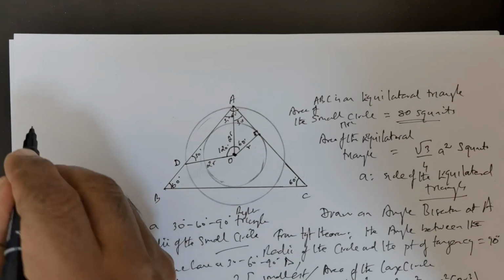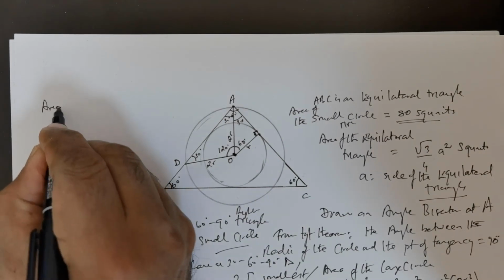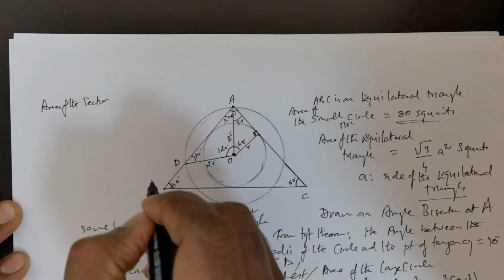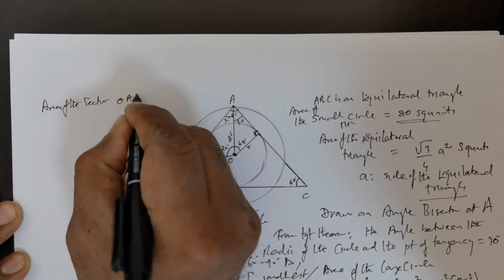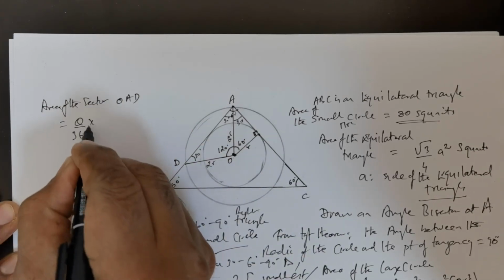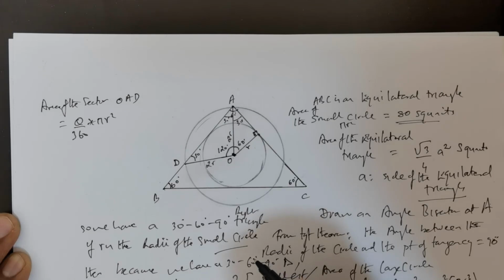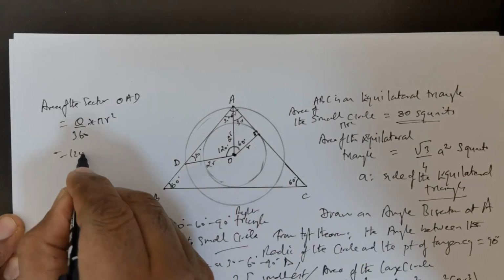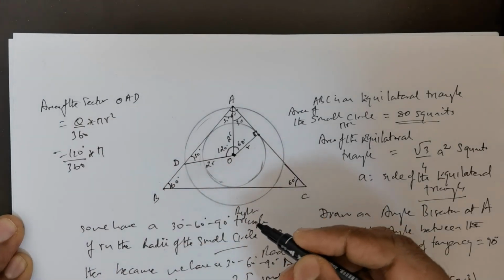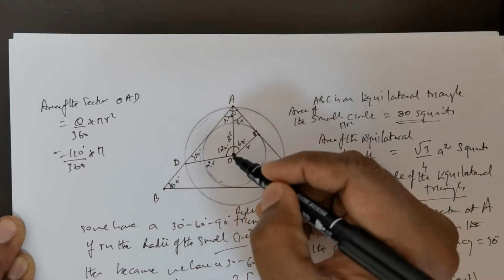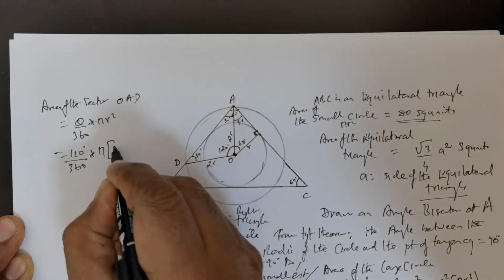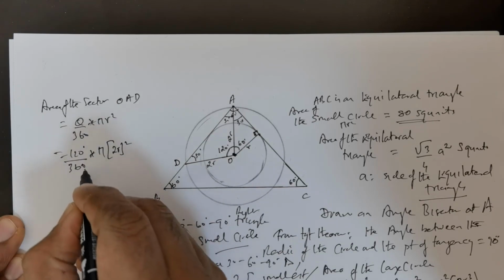So the area of the sector is calculated. Area of the sector OAD is equal to theta divided by 360 times pi r squared. My theta is 120, I have a 360 there multiplied with pi, and we are talking about the larger circle. So the radius of the larger circle is 2 times r. So that is going to be the formula there.